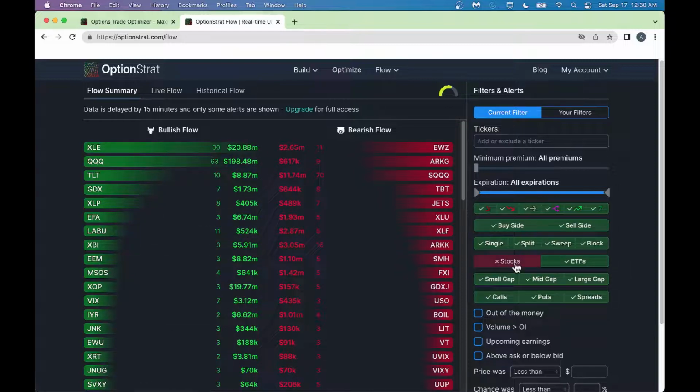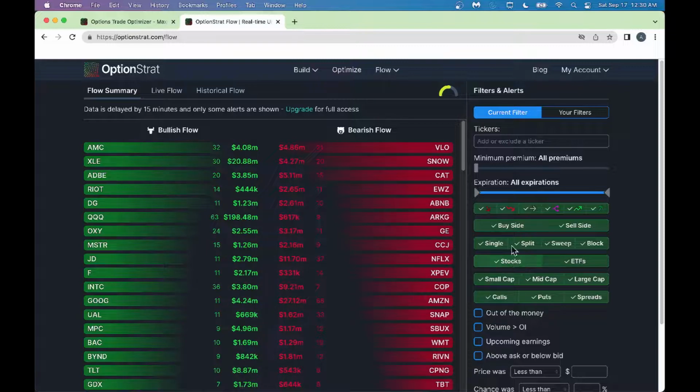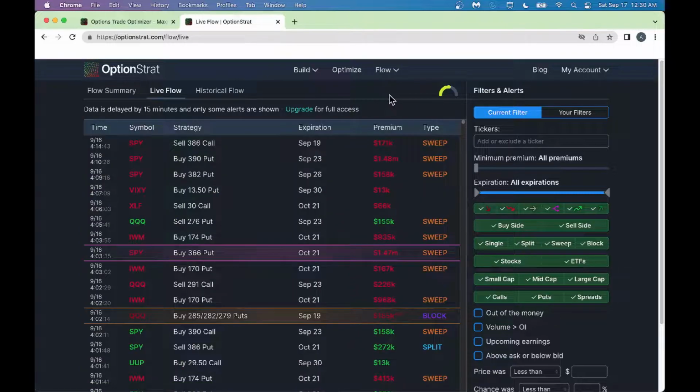All right, let's bring up stocks also here. You can look at various things. You can only look at calls or puts. You can look at mid caps, large cap. All these are free here. It's in your free trial. You get all these things. That's a good one. And you could also look at historical flow or even live flow. Historical flow, you got to be a premium member. You can look at the live flow here. It tells you what folks have done.